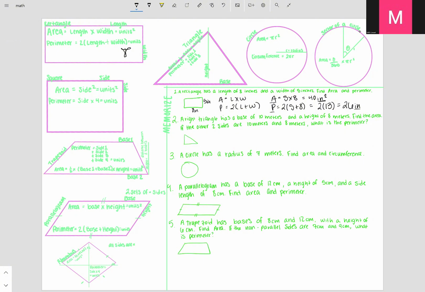Next, we have a right triangle has a base of 10 meters and a height of 8 meters. And in this case, since it's a right triangle, our height is the same as the side. But if we had a triangle like this, the height would be here. And then it says the other two sides are 10 meters and 8 meters. So this is one of the sides. And then we're going to say the other side is 10 meters.